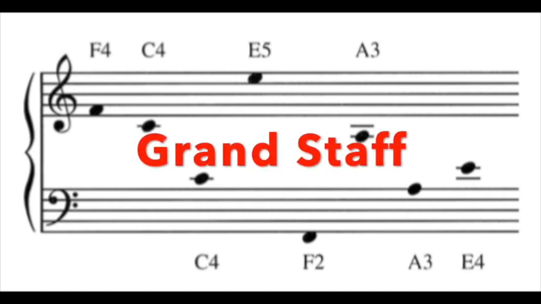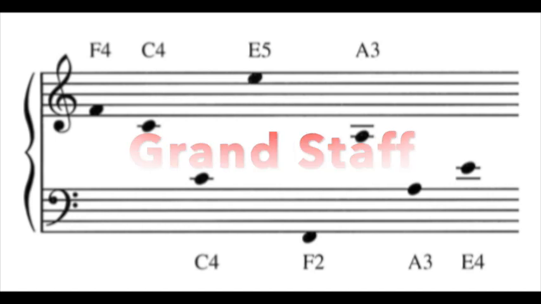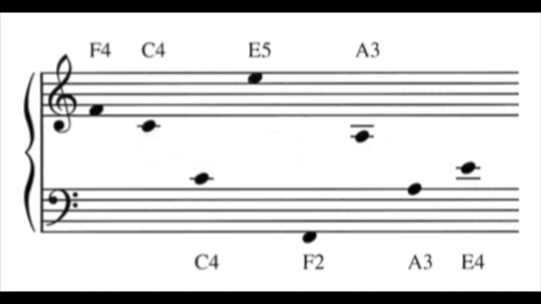The grand staff is a combination of two staves joined by a brace, with the top and bottom staves using treble and bass clefs, respectively. Various pitches are notated and labeled on the grand staff as we see here. Pay special attention to the way in which ledger lines are used on the grand staff. For instance, the notes C4 and A3 appear twice in this example, once in relation to the top staff and once in relation to the bottom staff.